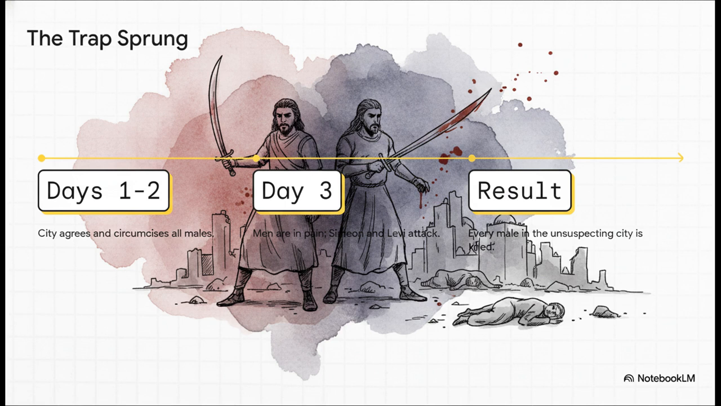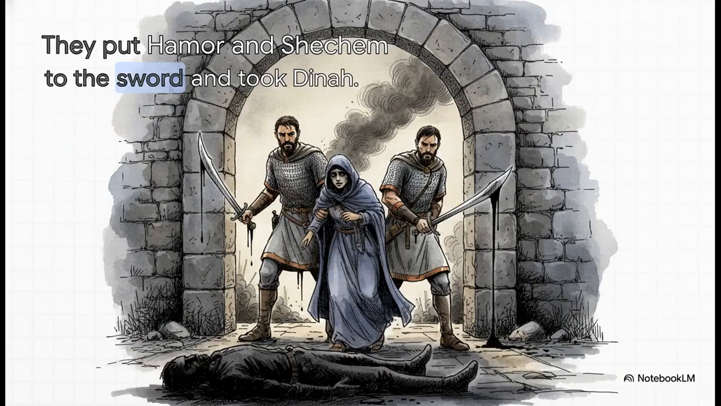Right at the moment of maximum vulnerability, Dinah's brothers, Simeon and Levi, take their swords and attack the unsuspecting city. It is a total, horrifying slaughter. Every single male is killed. Amidst all this chaos of the broader massacre, Simeon and Levi have a highly specific target in mind. They execute Hamor and Shechem, the very architects of the assault and the failed diplomacy, and they successfully retrieve their sister Dinah from Shechem's house before leaving the immediate scene.